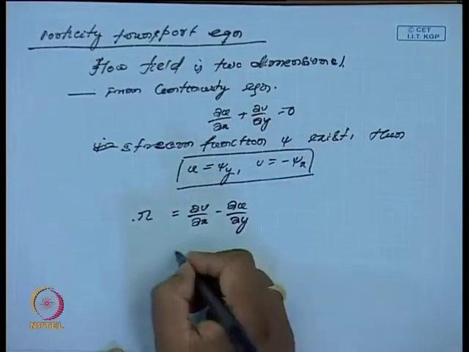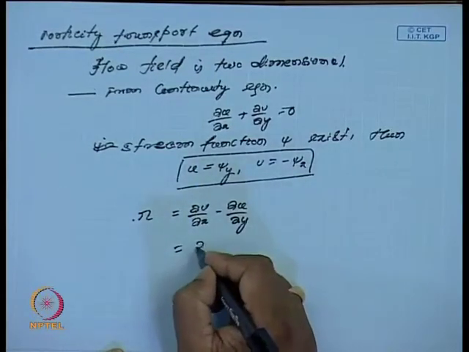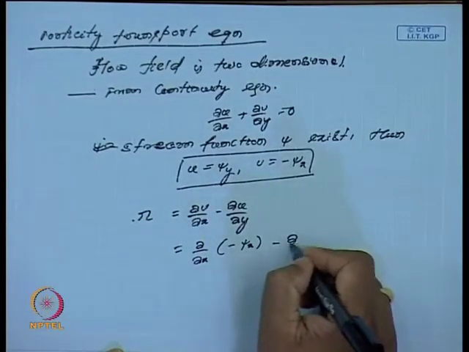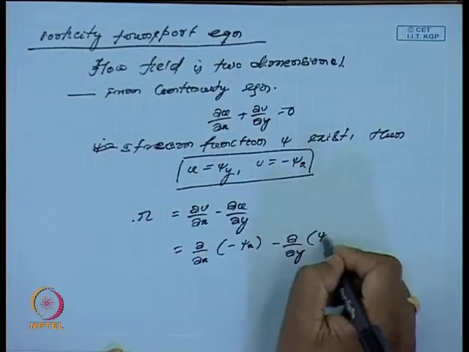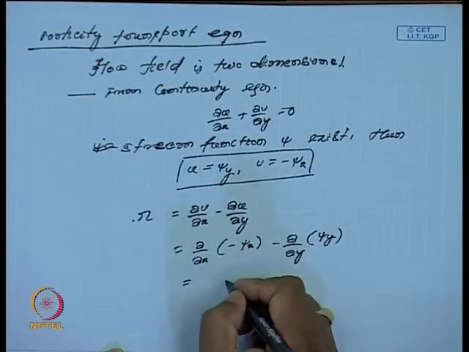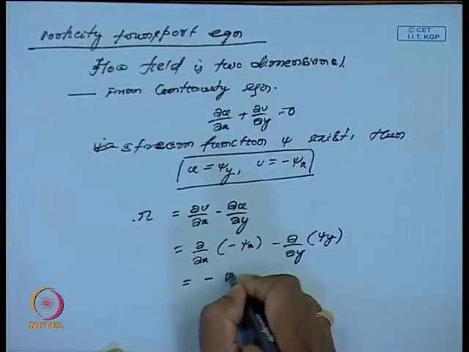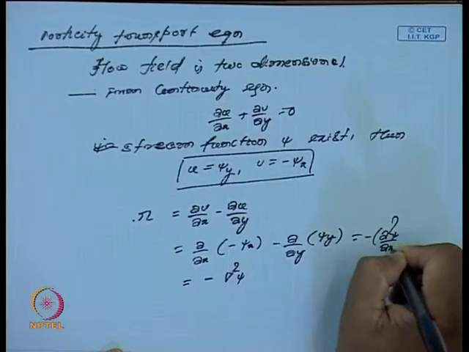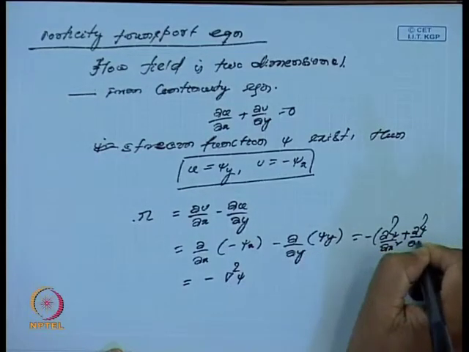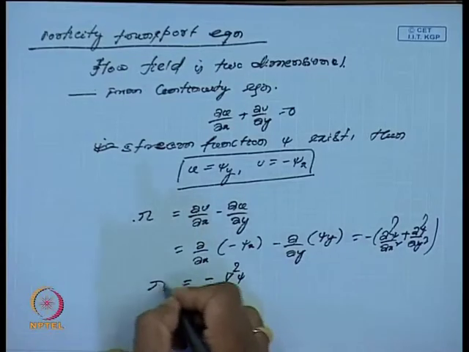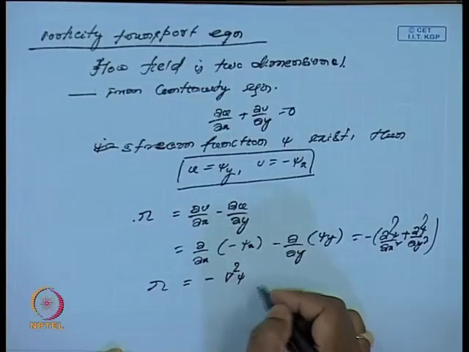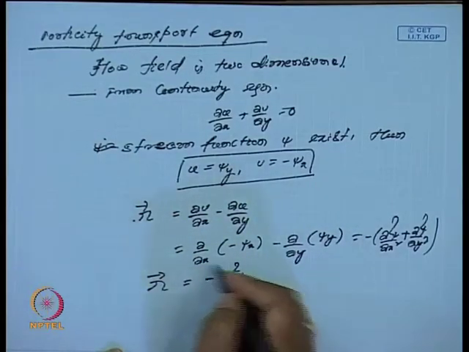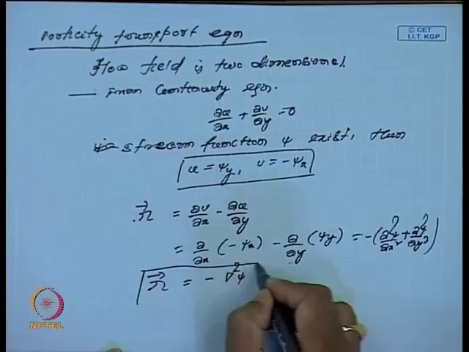If I do this, and my v is what? v is minus psi_x. So, this will be del by del x of minus psi_x, minus del by del y of psi_y, and that gives me minus del square psi, because this gives me minus del square psi by del x square plus del square psi by del y square. Thus omega is equal to minus del square psi, omega bar you can call it.